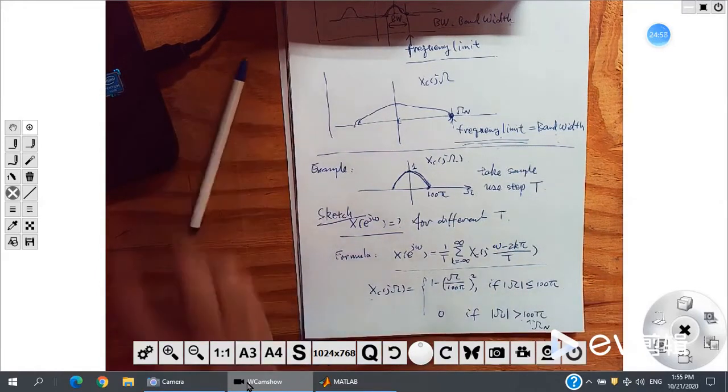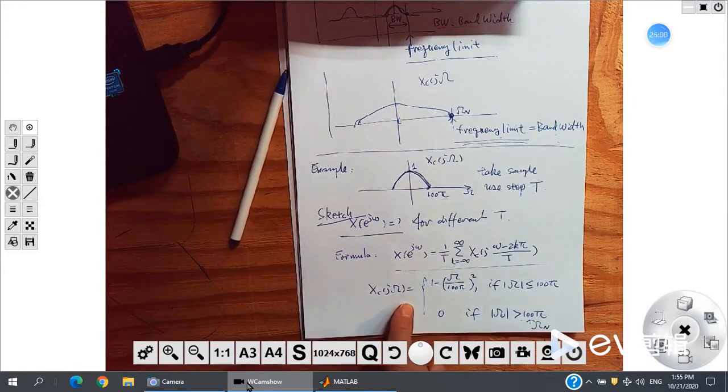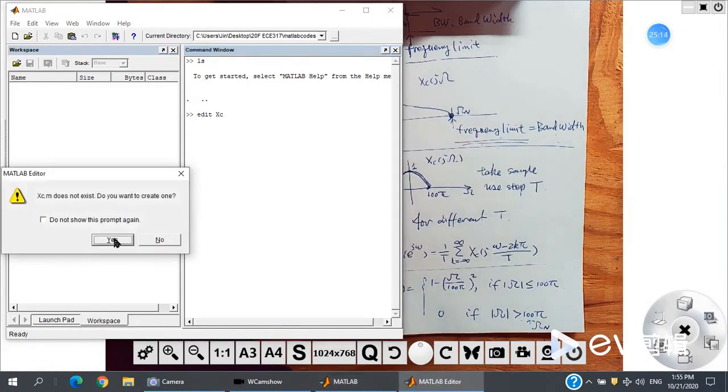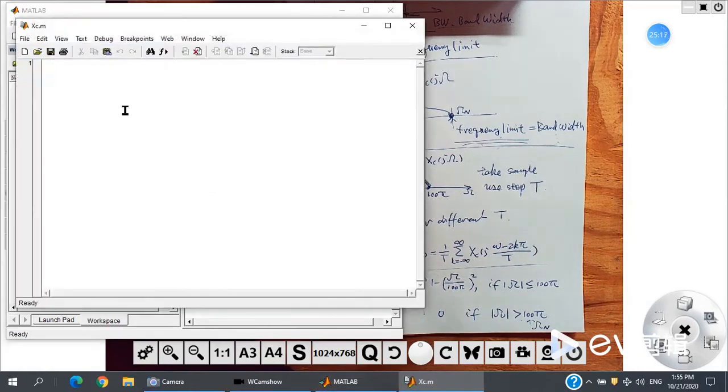So we need to write the function. We give Xc and then give X. We need two functions, so let's add it. Edit first one, I want Xc. This is the function. I just use capital X equal to Xc of W, capital omega. I don't have omega, so I use W.